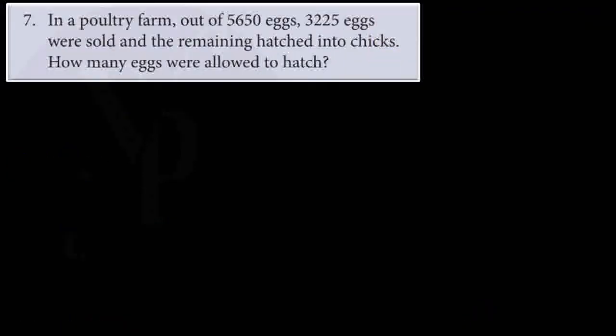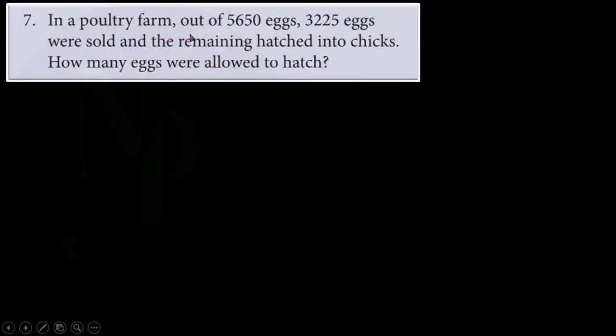So question number 7. In a poultry farm, out of 5,650 eggs, 3,225 eggs were sold and the remaining hatched into chicks. How many eggs were allowed to hatch?